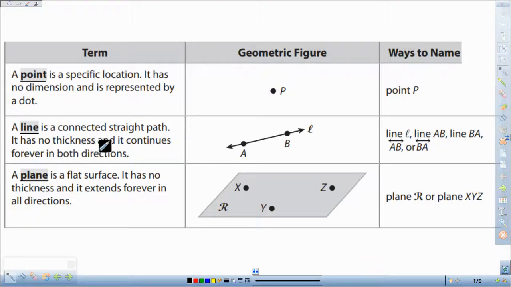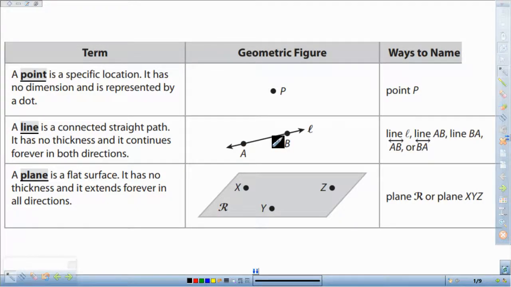Next thing, it says a line is a connected straight path. It has no thickness and it continues forever in both directions. That's maybe the big thing right there, the forever in both directions. These arrows on this line imply that it goes forever in both directions. Something to point out, this line has 2 points on it, point A and point B.